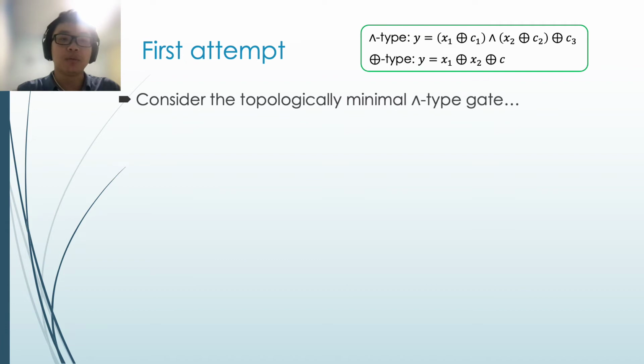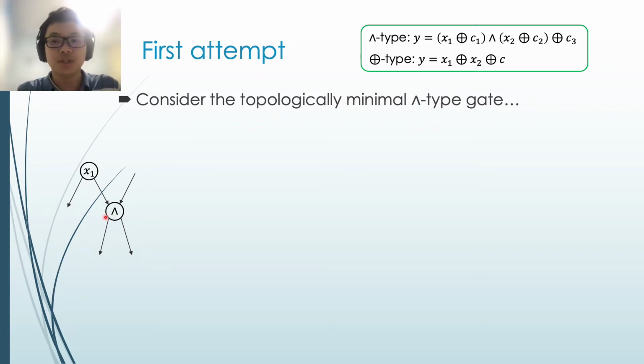Now let's give a try. Consider the topologically minimal n-type gate. For n-type, we mean gates computing some projective function, and by XOR type, we mean gates computing some linear function. There are several cases around this n-type gate. As an example, we can consider this figure. This gives a particular example of how the local topology around the topologically minimal n-type gate can look like.